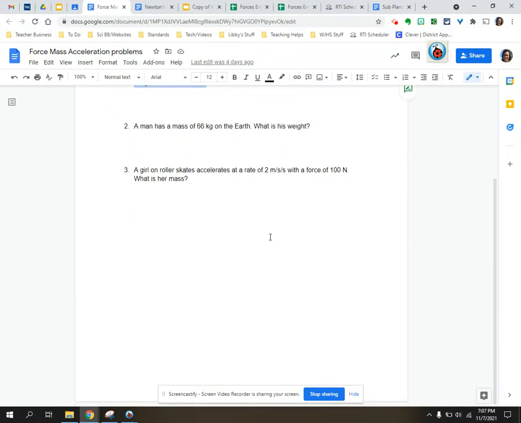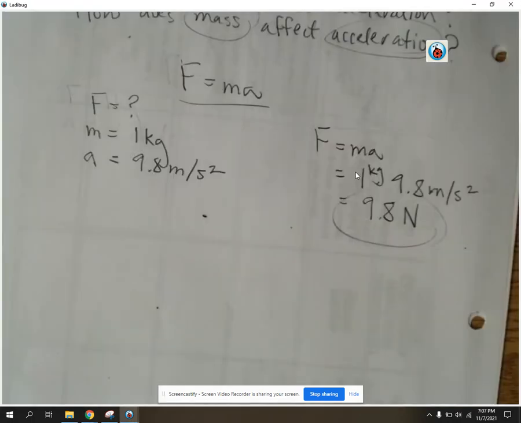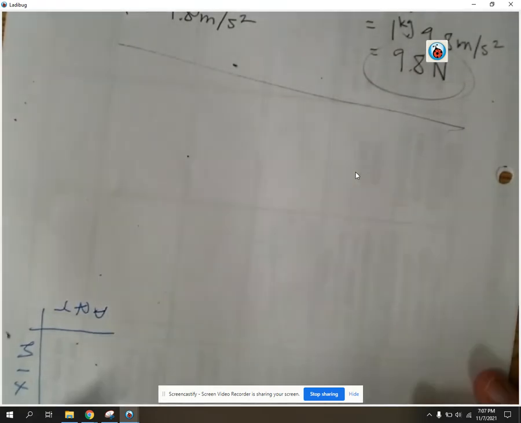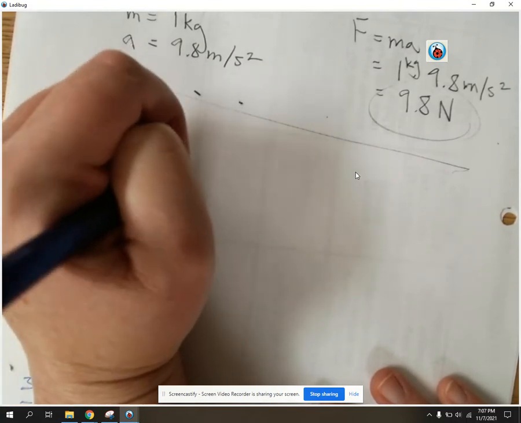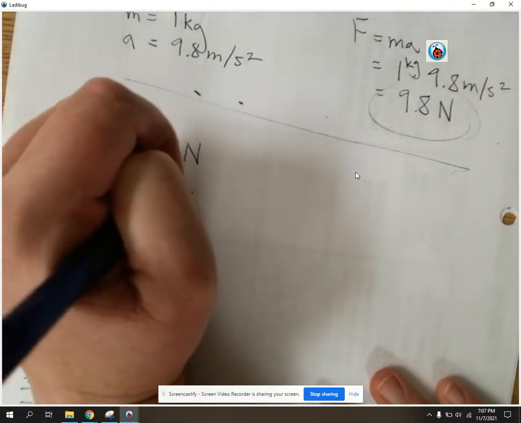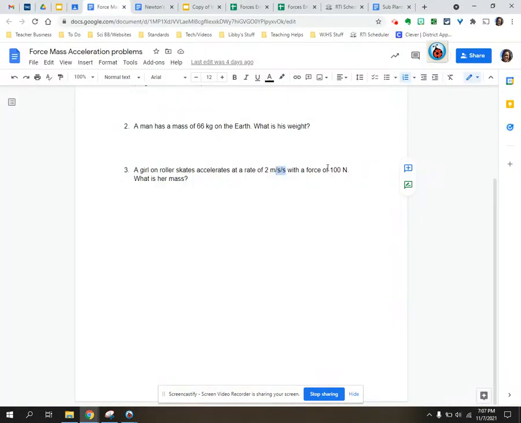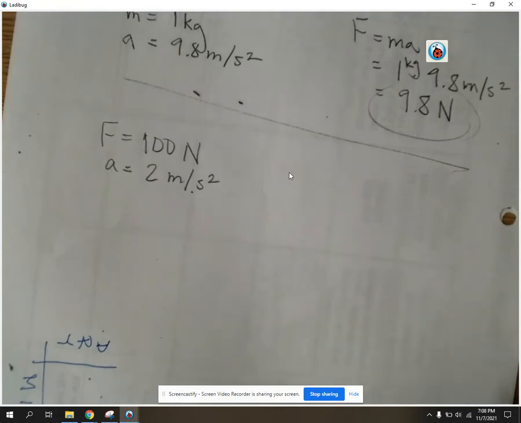Easy peasy one, right? So let's skip number 2 and look here at number 3. A girl on roller skates accelerates at a rate of 2 meters per second squared, so that's what this means, meter per second, with a force of 100 newtons. So what do we know? We know that her force is 100 newtons, and her acceleration is 2 meters per second squared. Is that right? So a girl on roller skates accelerates at a rate of 2 meters per second squared with a force of 100 newtons. What is her mass?